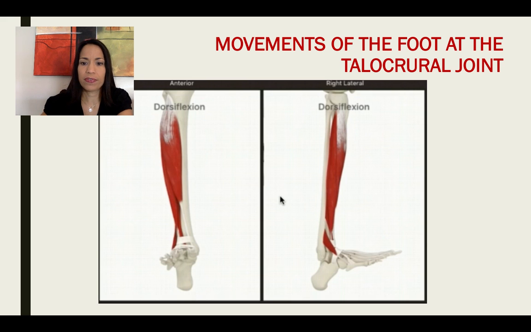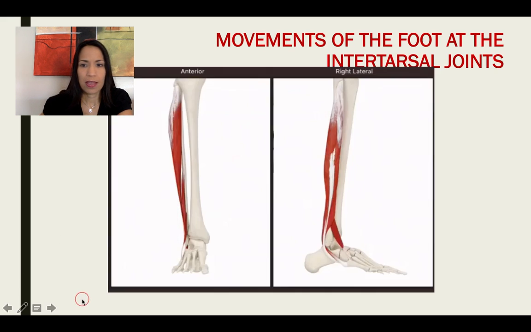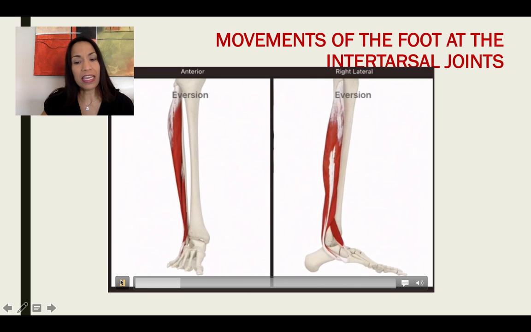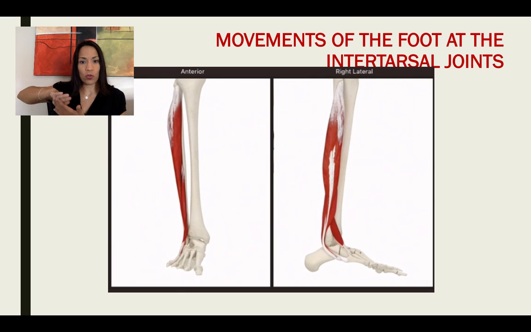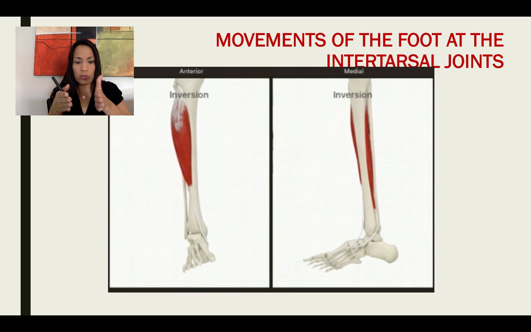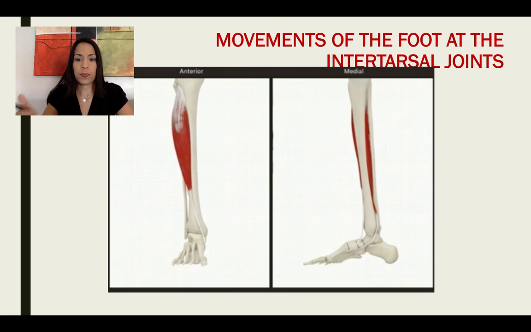Then we have the intertarsal bones. These movements happen in the joints between the tarsal bones, okay? We have eversion, moving your sole laterally, and inversion, moving the sole of your foot toward the midline.